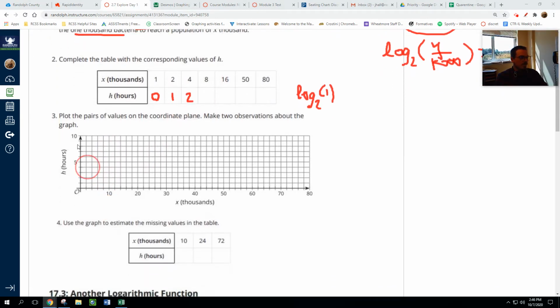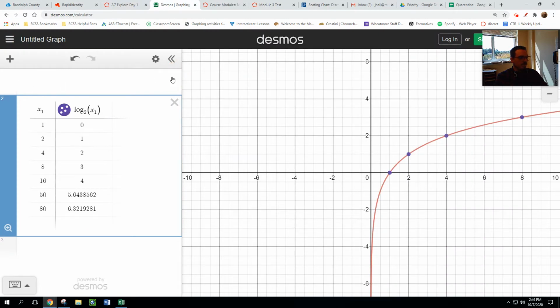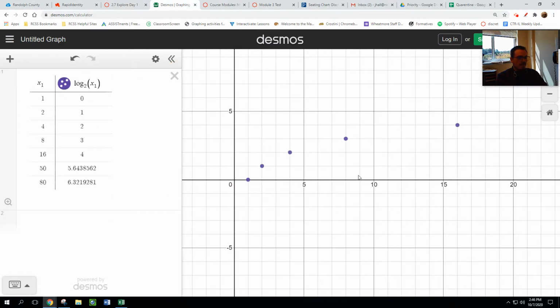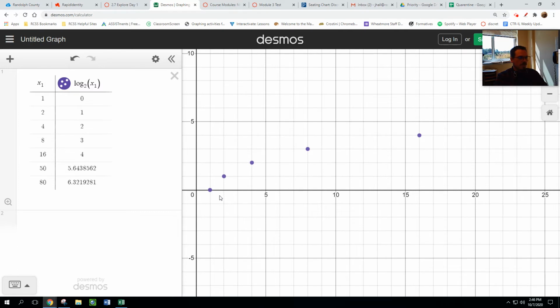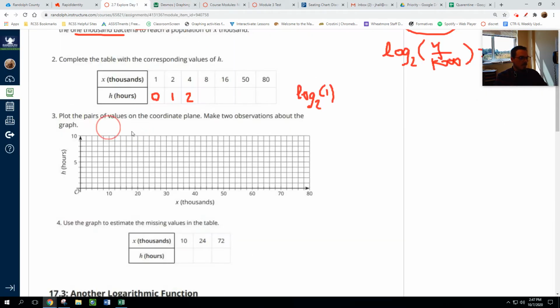All right, let's move on. It says plot the points, the pairs of values, in the coordinate plane, and make 2 observations about the graph. So here it is, they've got it out for you. What I recommend you do is just take it and plot it, and then make a couple of observations about this graph. Nowhere does this say to connect the dots, so you are not asked to connect the dots.